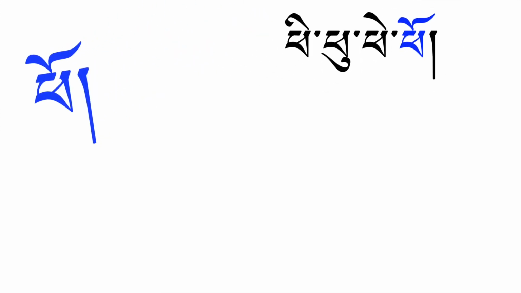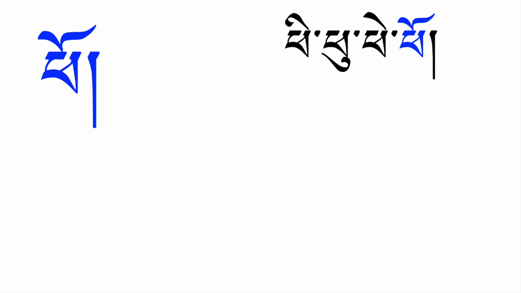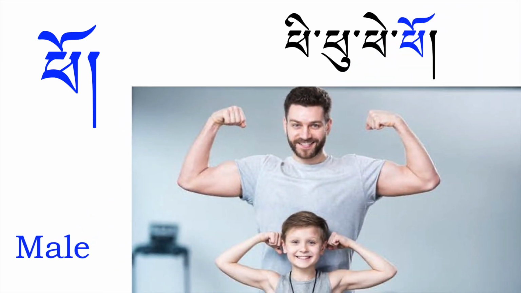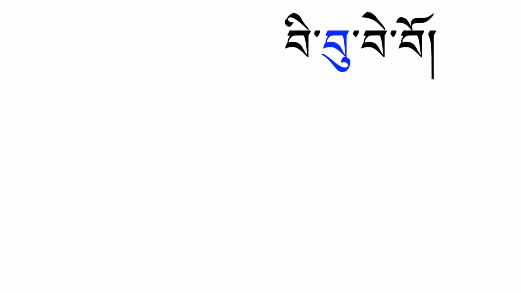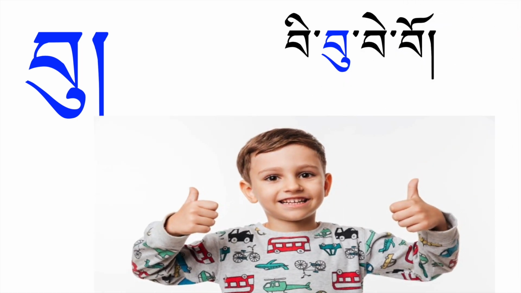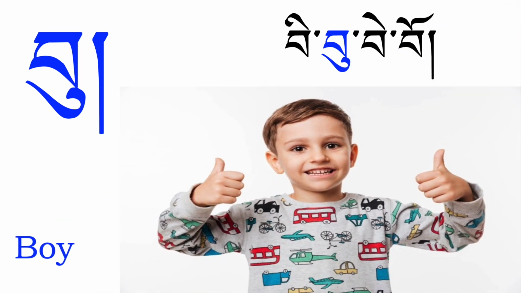Now pa naru po. What is the meaning of po? Meaning is the male, called po. Pa naru po. So now pa shabju pu. What is the meaning of pu? Means boy. Pu.